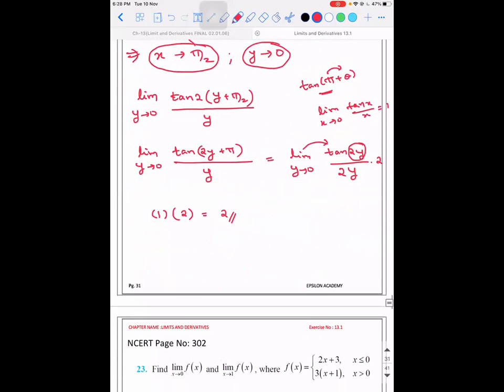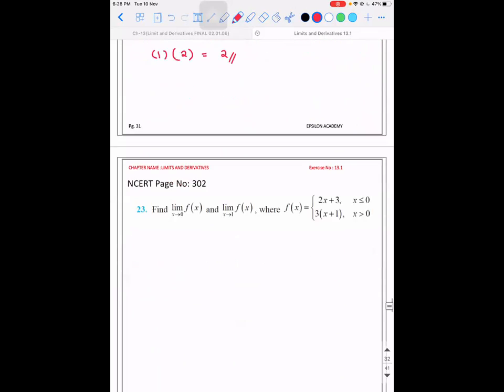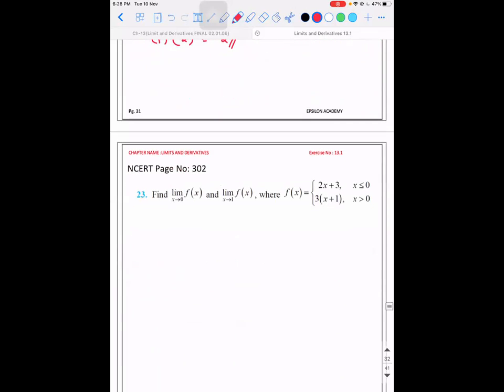Going forward, problems will be slightly tough. You need to have a clear understanding. If there is any doubt, immediately ask and get it clarified. Don't wait till you sit and practice, because that will never happen. If you have a doubt, get it clarified.